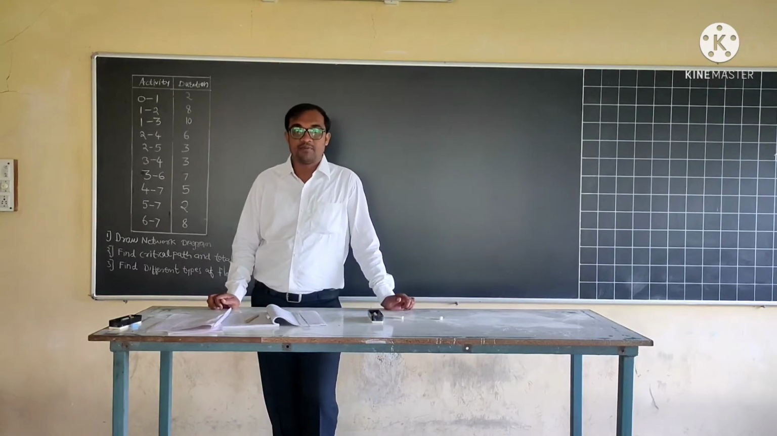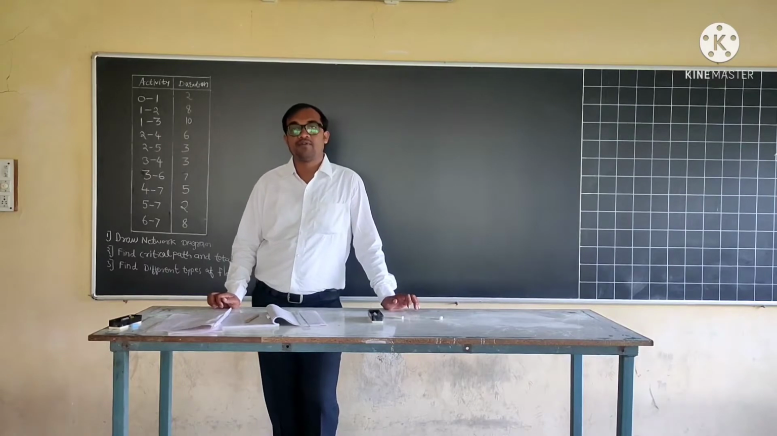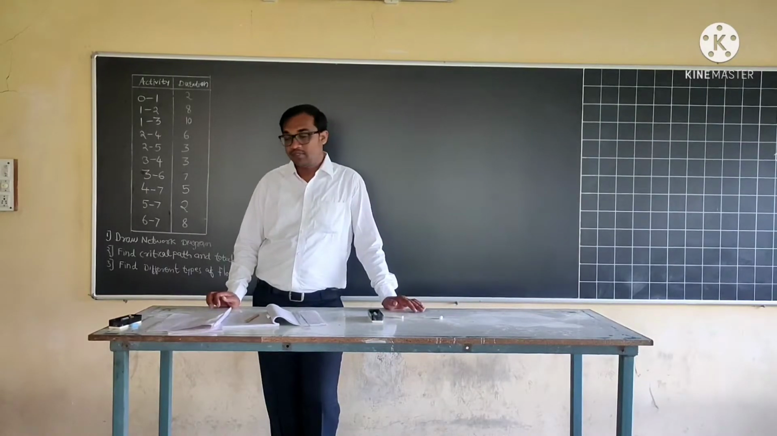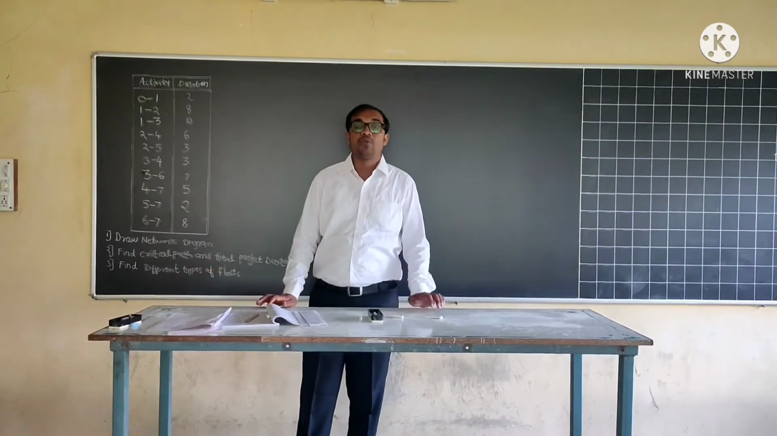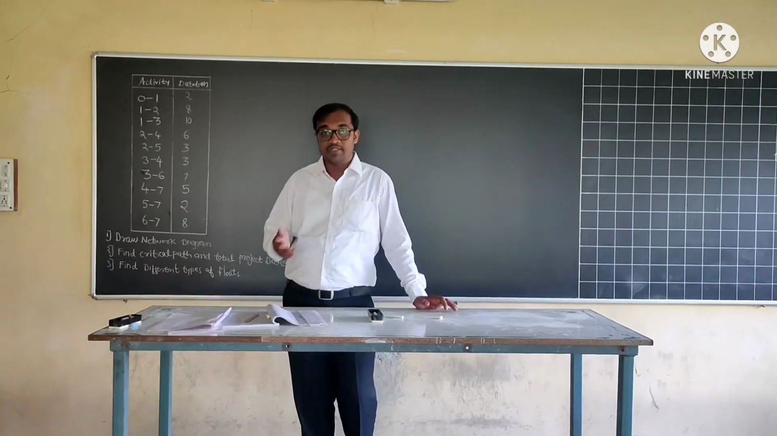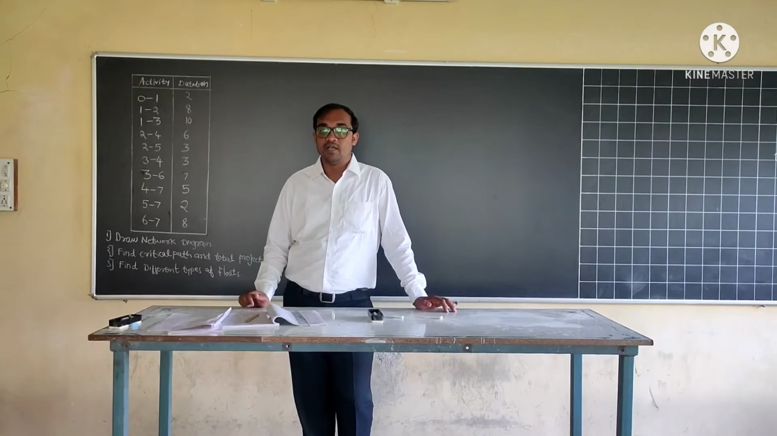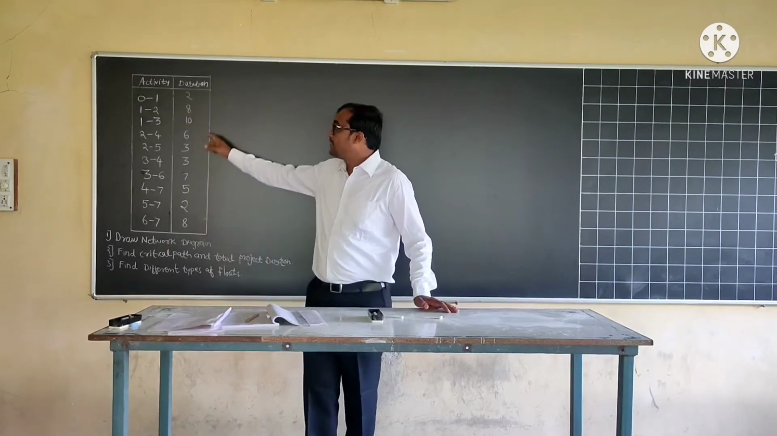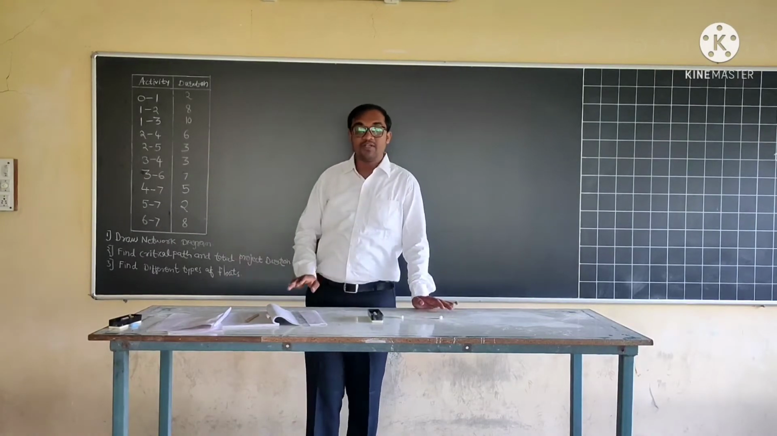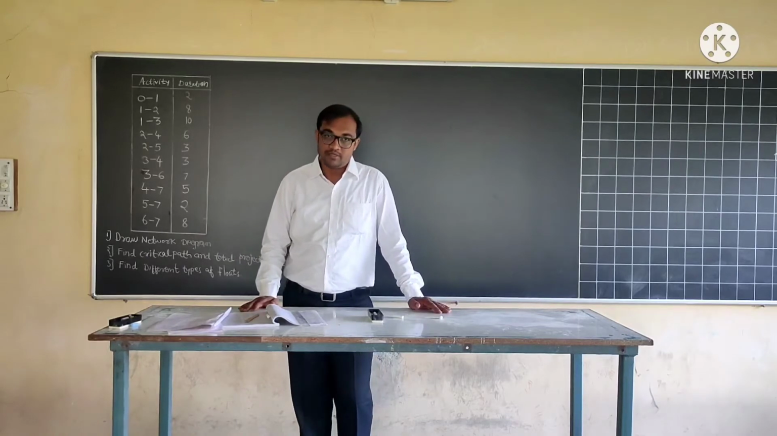So all of you know different types of floats: independent float, free float, total float. So in this video I am going to tell you how to find out all these floats. For this purpose, first of all you need to draw the network diagram depending upon this data given. So let us start.